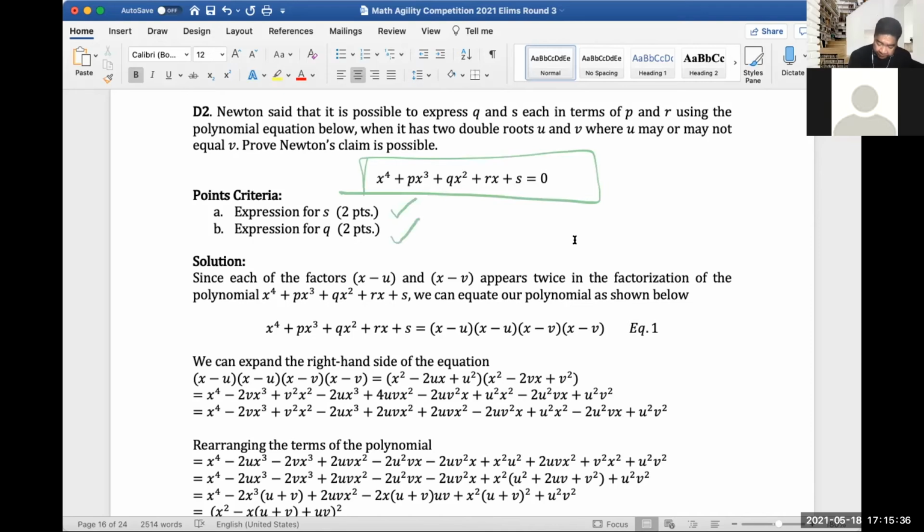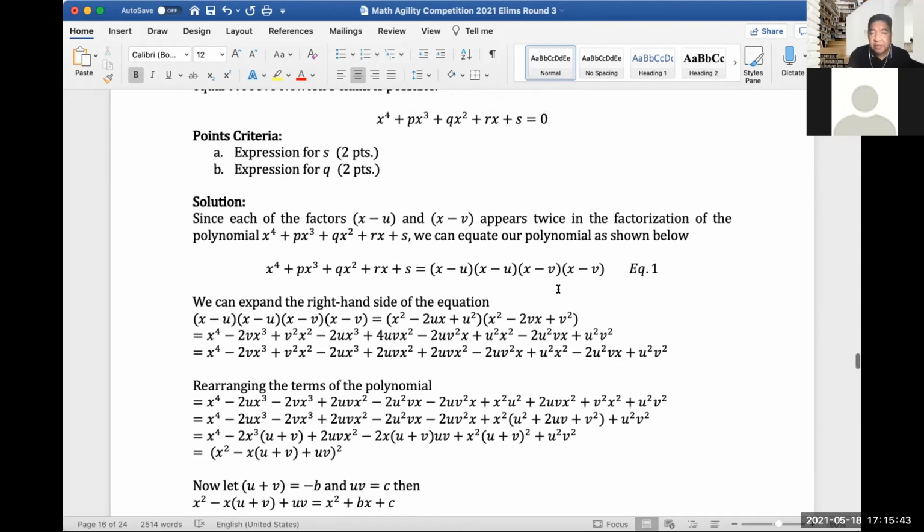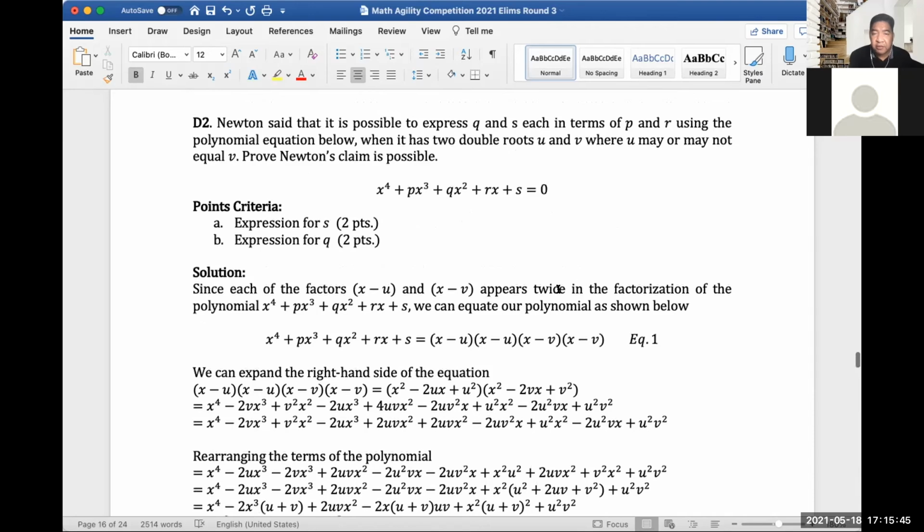So, okay, let's solve this. Since each of the factors x minus u and x minus v appears twice in the factorization of the polynomial. So it says there are two double roots, right? So 2 times 2 would be 4. So 2 each of x minus u and x minus v. So let's equate that to our polynomial equation. So x minus u times x minus u, x minus v times x minus v, and we name it equation 1, okay?